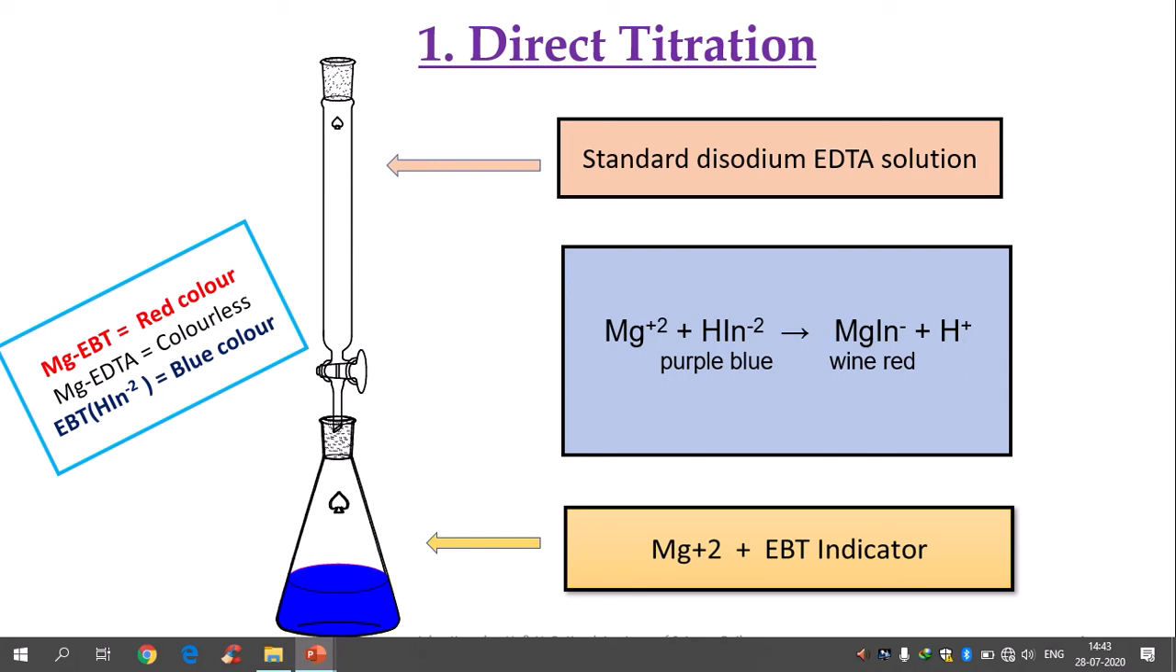See, the magnesium-EBT complex color is always red. The magnesium-EDTA complex which is formed at the end is a colorless complex, but the blue color which you get at the end point is because of the indicator EBT. So here we can see the sharp change in the color which gives the end point.